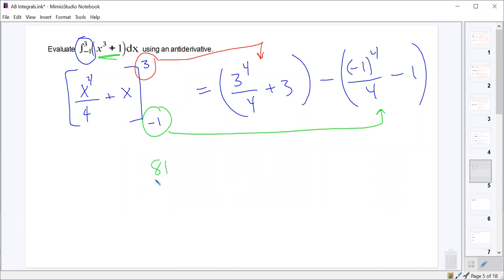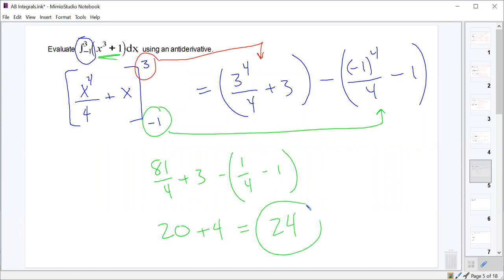So what do we get? We get 81/4 plus 3 minus 1/4 minus -1. And 81/4 minus a fourth is 80/4 or 20. And 3 minus -1 is a +4. So we get 24. Everybody good with that or no?